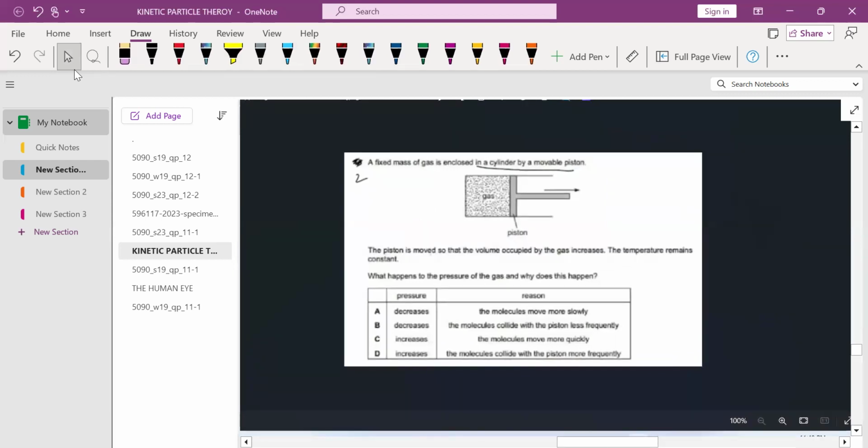A fixed mass of gas is enclosed in a cylinder by a movable piston. So this is the fixed mass of gas, a cylinder, a piston, and the gas. The piston is moved so that the volume occupied by the gas increases. To increase the volume, the piston is being moved and the temperature remains constant. What happens to the pressure of the gas and why does this happen? So they are asking what is happening to the pressure of the gas. The temperature is constant. So you know that pressure is inversely proportional to volume.